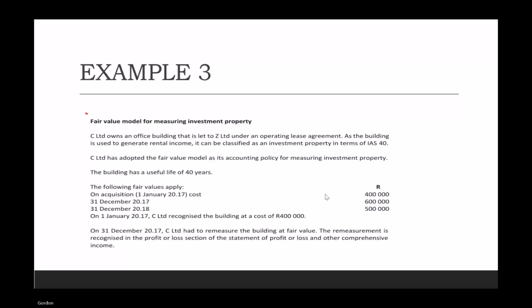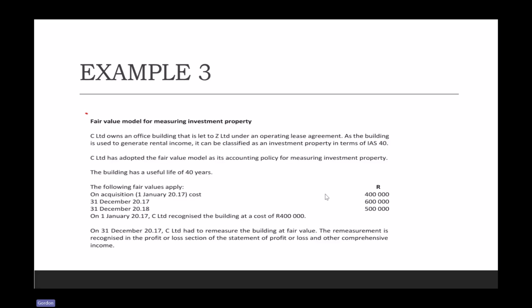This is quite tricky. They tell us that it's a fair value model, and yet they've given us the useful life of 40 years. So as you are reading, you're asking yourself, why is the accounting policy fair value, and yet they've given me a useful life of 40 years? What am I using it for? Because if it's fair value, I don't need depreciation. Why have they given me 40 years? What am I using this 40 years for? So you put it somewhere at the back of your mind while you carry on reading, right?